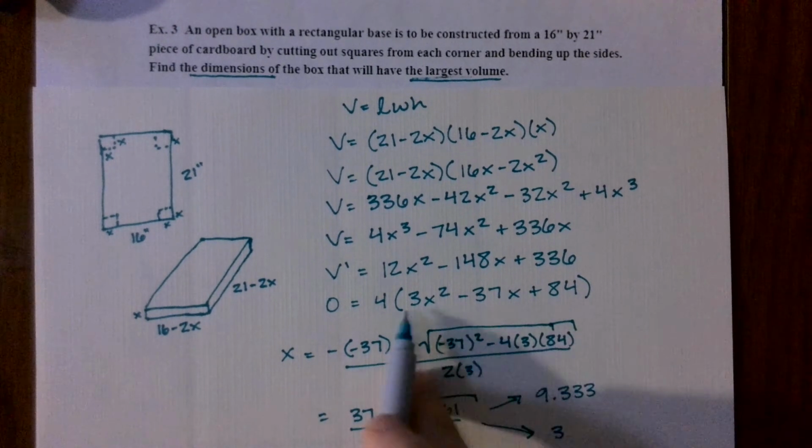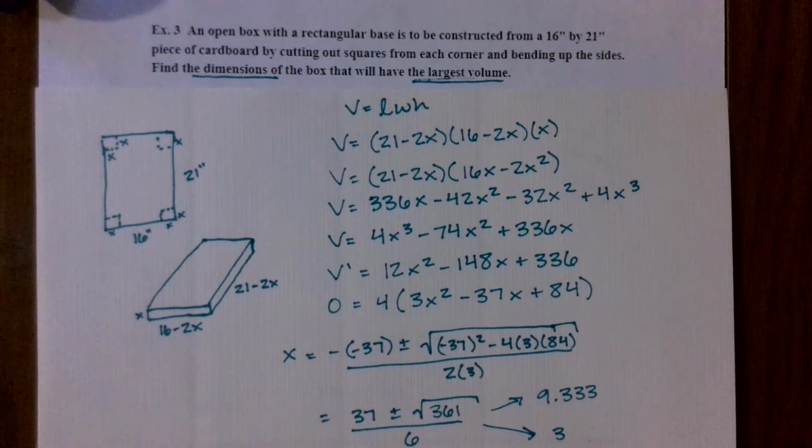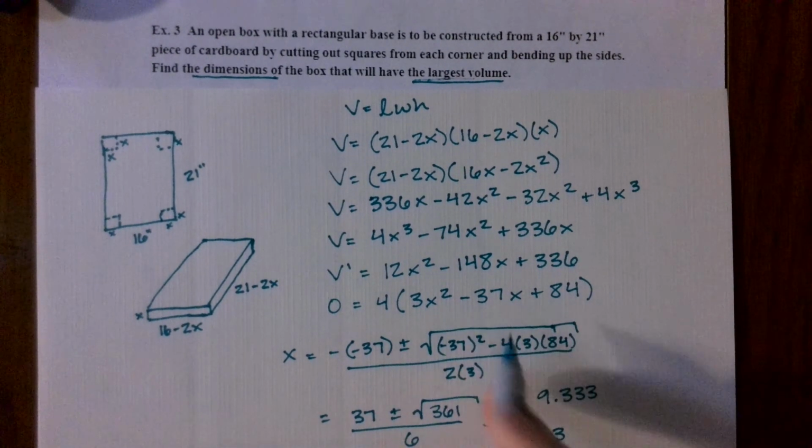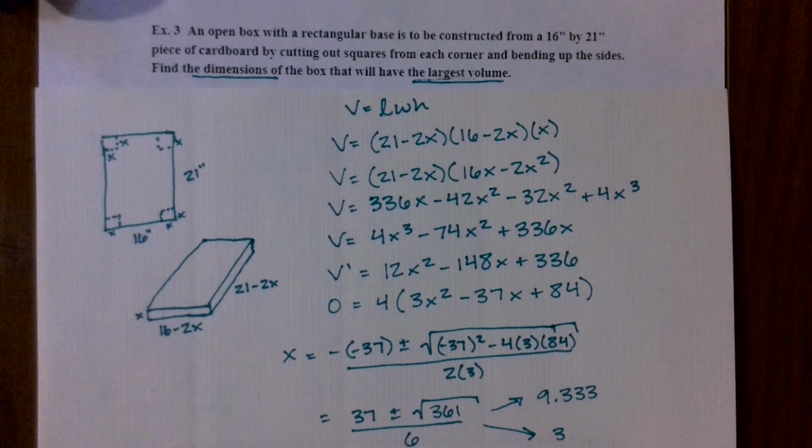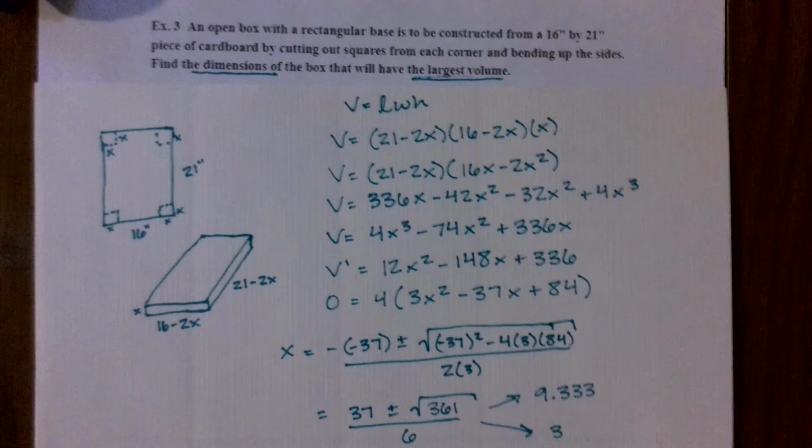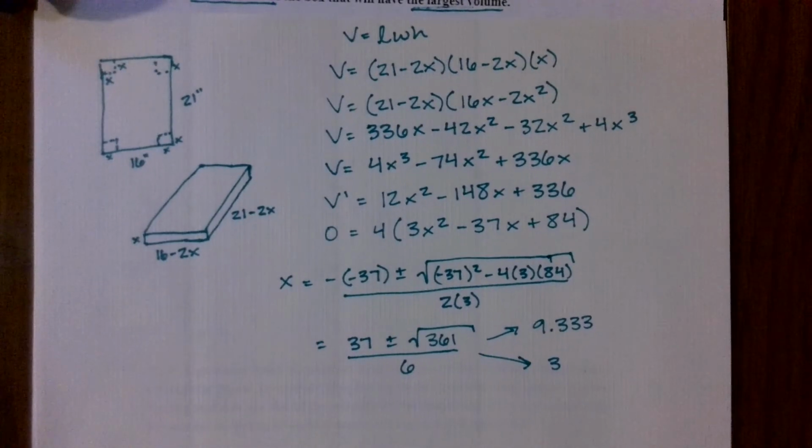So you could definitely factor that if you wanted to: multiply your 3 and 84 and look for factors that multiply to be that and add to be negative 37, break up your middle term. But I just think quadratic formula with that big of numbers, it's going to take me a while to think of it, so I thought that was just as easy.